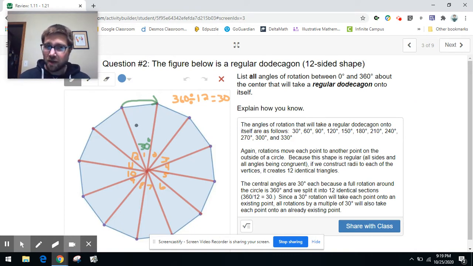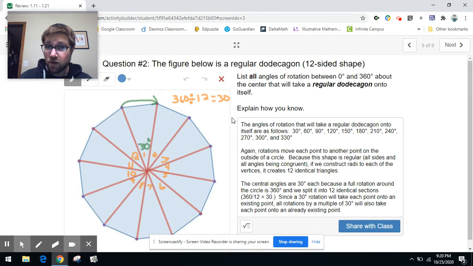Well, if you think about rotating, rotating is going around a circle, which is 360 degrees, and this shape is regular, which means all of the sides and angles are the same. So if we draw segments to each of the corners, then we're breaking it up into 12 identical pieces, and 360 divided by 12 is 30. So that gives us this first angle here that would get us to rotate this point, for example, onto the very next point, and it would do the same thing all the way around this shape.